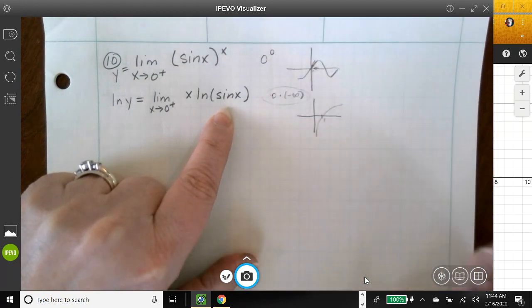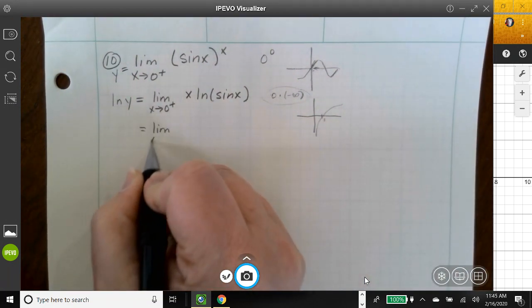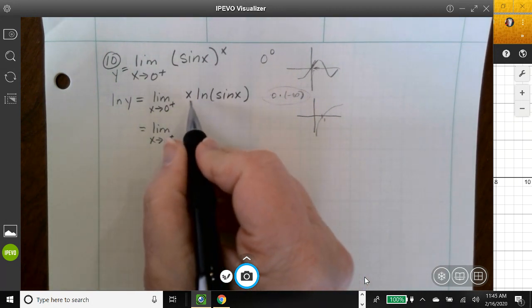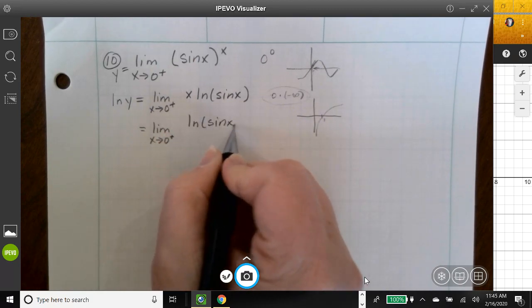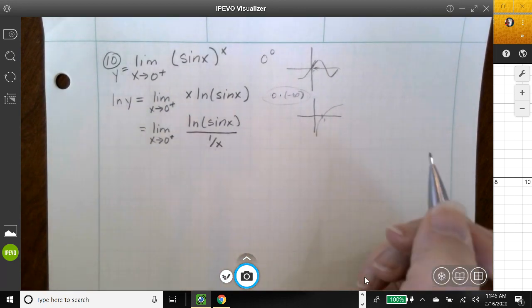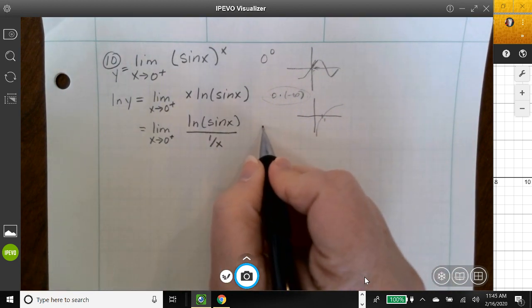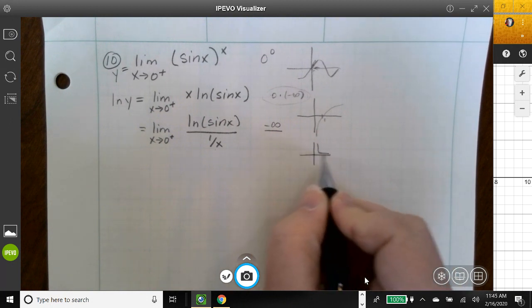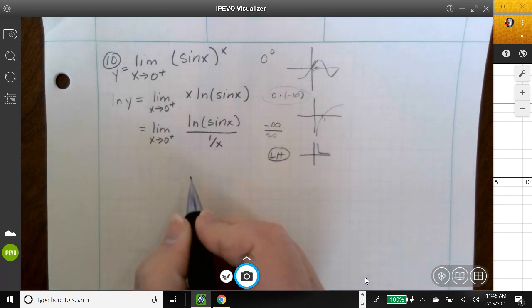So this is that indeterminate form, 0 times some form of infinity. And we have to do some math magic to get it into a fraction, 0 over 0 or infinity over infinity, so that we can use L'Hopital's rule. So what are we going to do? We're going to take this x and move it to the denominator naturally. And then what do we get? Well, we get the natural log of sine x is approaching negative infinity, and 1 over x, if you think of the graph, as you approach 0 from the right side, is approaching infinity. So now we can use L'Hopital's rule.